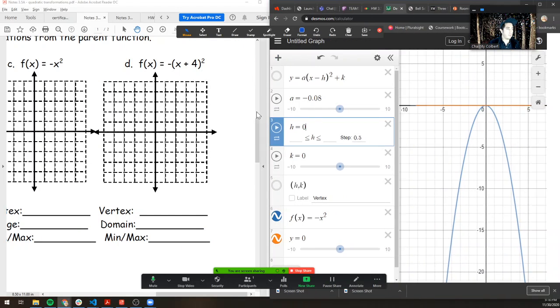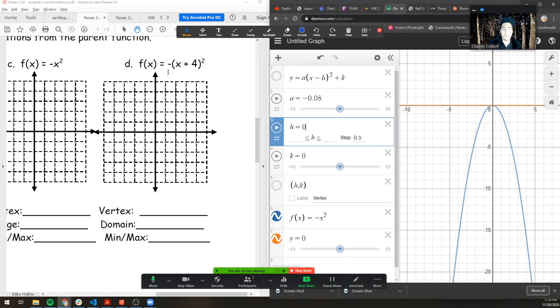So for this one, again, a value is -1. You see a negative in front right there. There's the negative right there in front. So the a value is -1. The h value is -4. There is no k value. There's nothing there. Or the k value is 0. We don't see it, so 0.